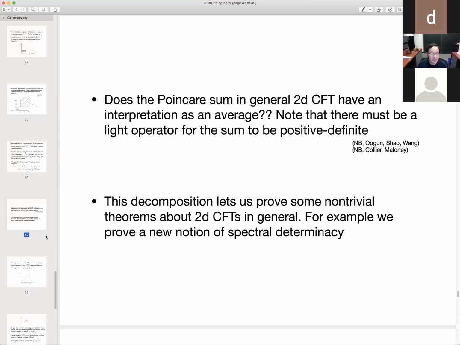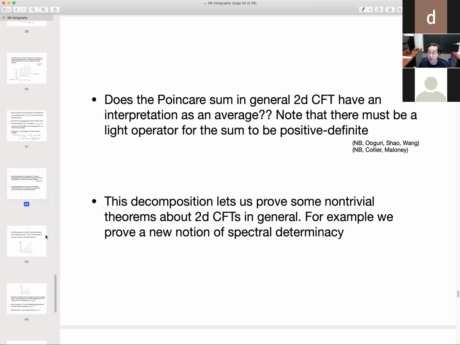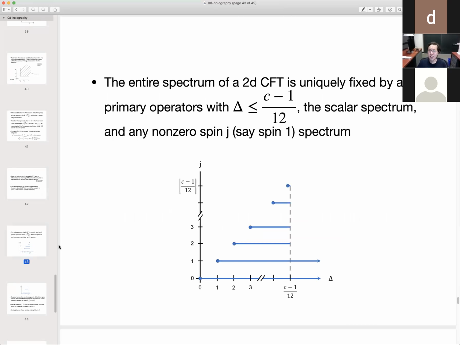In my remaining couple of minutes, let me just say some interesting applications that we can do for 2D CFTs in general. So with this technology, we can prove a new theorem about what I like to call spectral determinacy. Here's the theorem. We can show that the entire spectrum of a two-dimensional conformal field theory is uniquely fixed by all primary operators that are light, meaning their total dimension is less than c-1/12, all scalar primaries, and all spin 1 primaries. Well, actually, I could change spin 1 to any spin j.